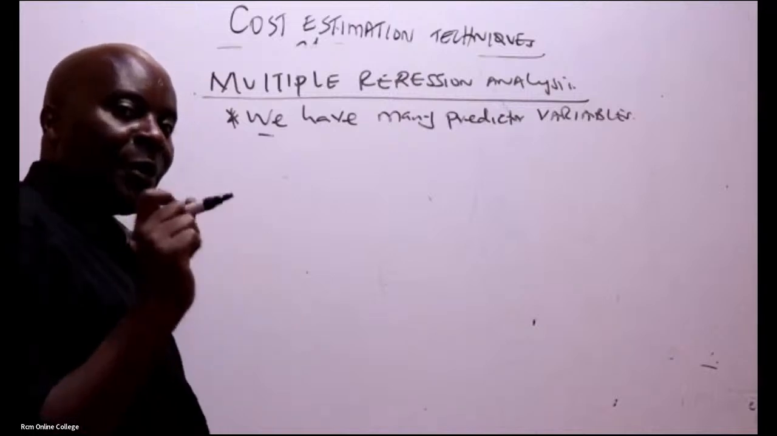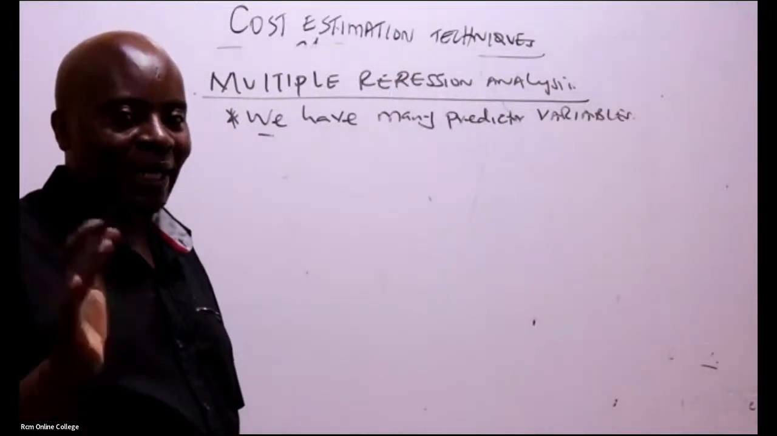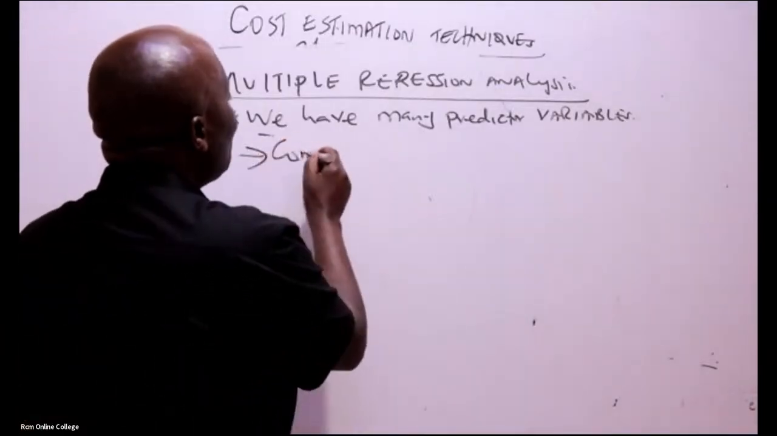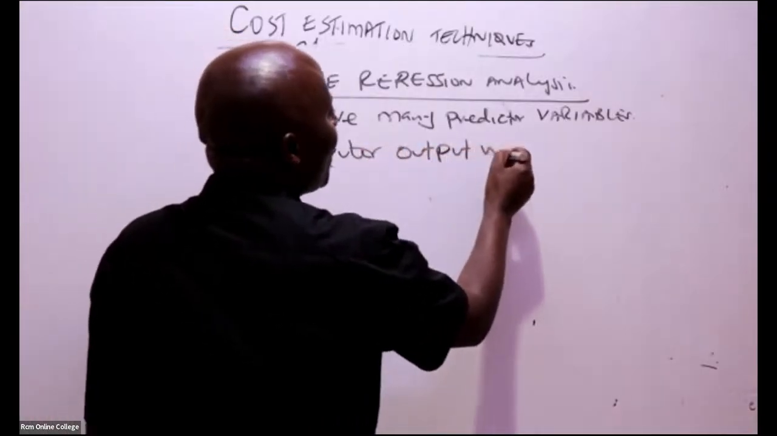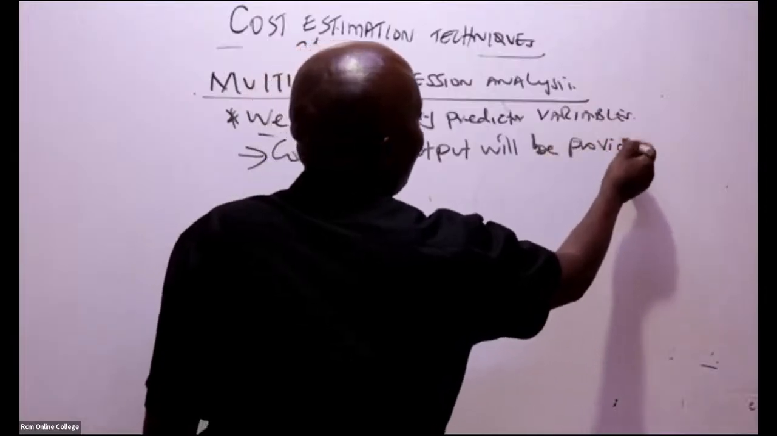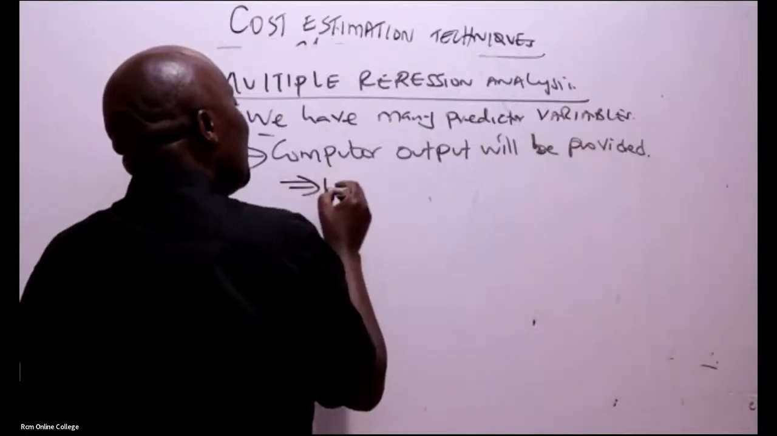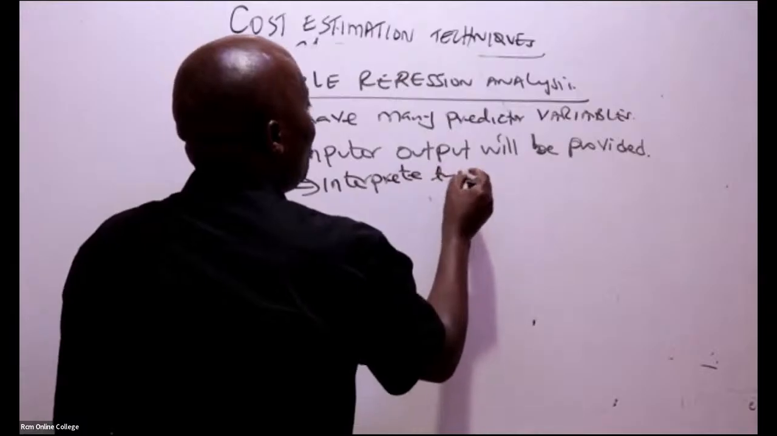So when you are given many predictor variables, the examiner will not examine you in terms of getting the values of B and A using formula. He will give you a computer output, and then our work will be to interpret the output.